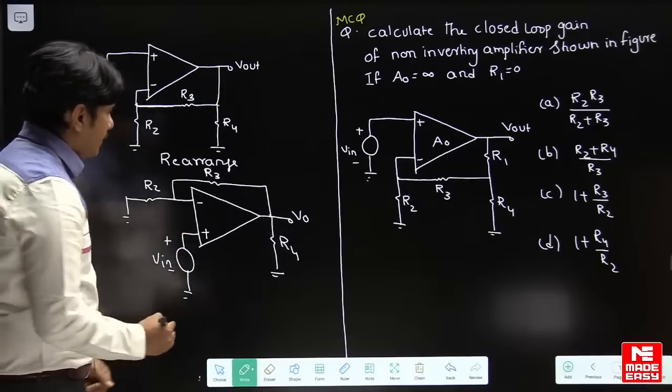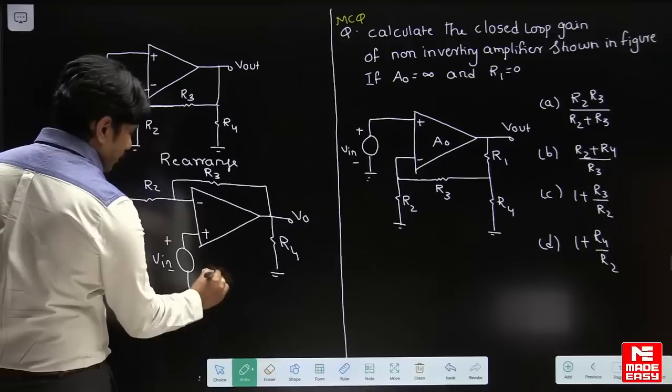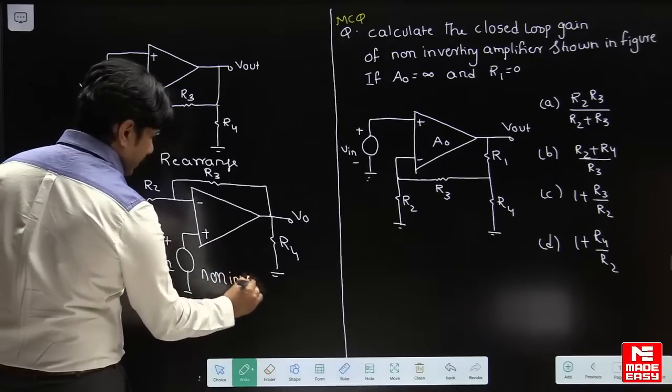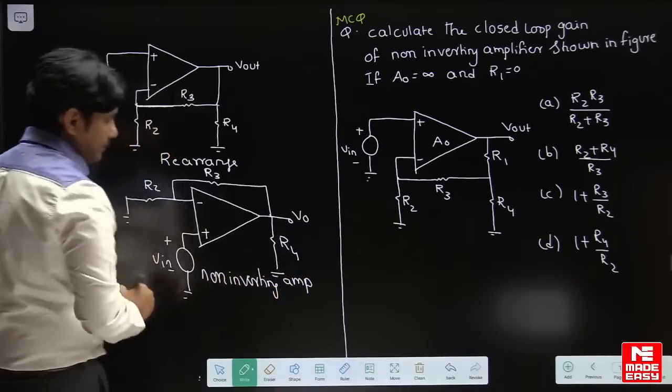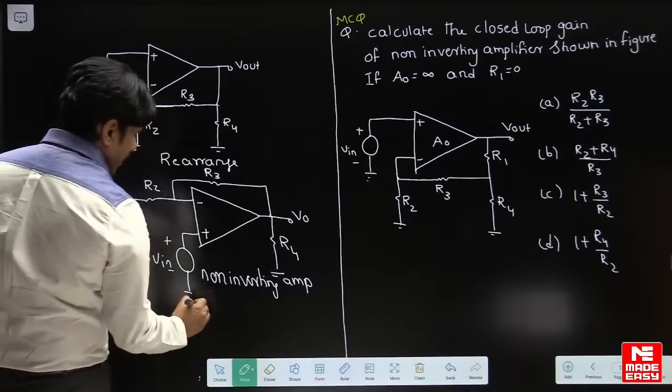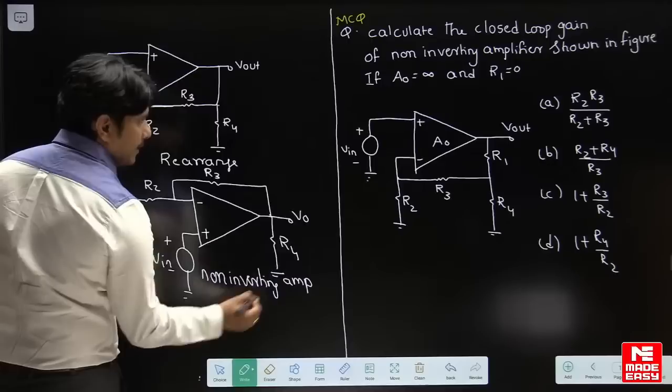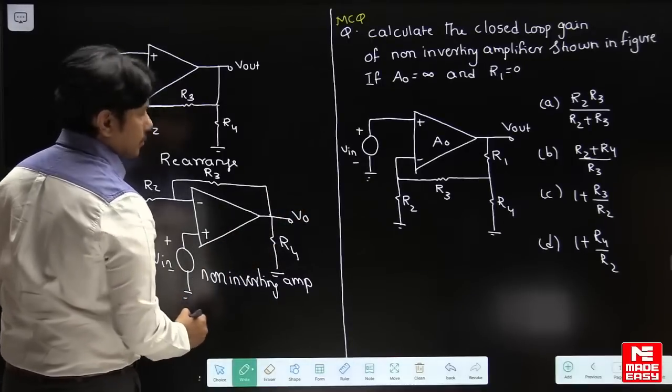So what is the non-inverting amplifier gain? That must be the answer. It's a non-inverting amplifier. It's a very tricky question. So the answer will be the gain he is asking, the closed loop gain.